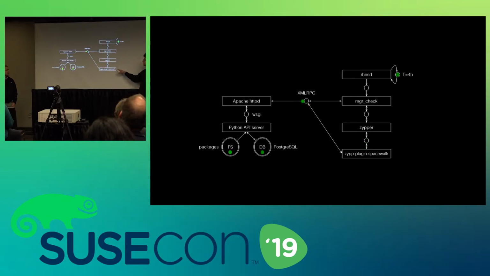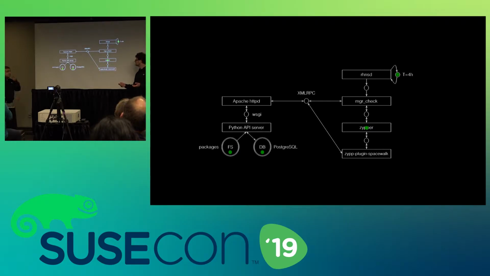Zypper turns to the plugin. The plugin tries to fetch the RPM file. It is fetched via the file system, and it goes back to the plugin and back to zypper. Now zypper has a file to install, and it will install the file. Let's assume everything goes correctly, and now zypper has a return result.